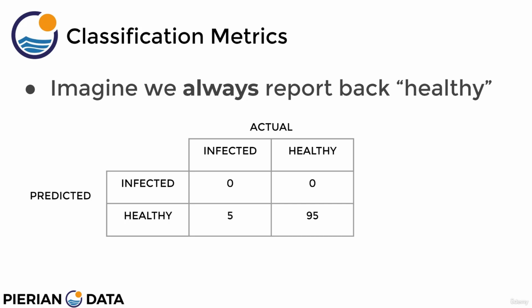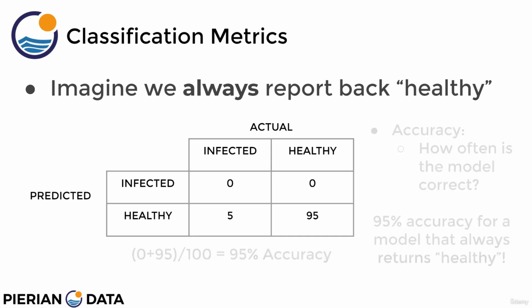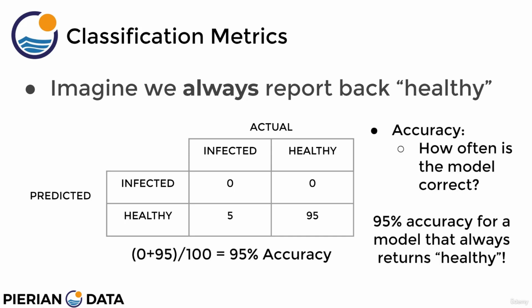Well, in this case, you'll notice that my prediction for the infected row becomes straight zeros because we're always going to report back healthy. And so now, if I were to ask the question of accuracy, how often the model is correct, I still get quite a high accuracy because while I have 0 true positives, I still have now 95 true negatives, which means this test, even though it always reports back healthy, is actually 95% accurate. So we have this 95% accuracy for a model that is clearly wrong. It's always returning healthy regardless of the actual person being tested.